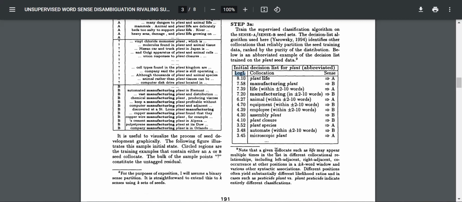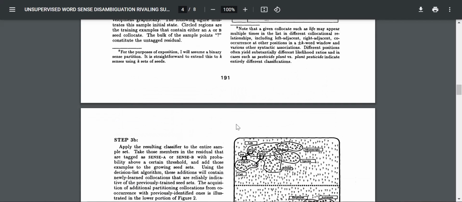Note that a given collocate such as life may appear multiple times in the list in different collocational relationships, including left adjacent, right adjacent, co-occurrence at other positions in a plus or minus k word window, and various other syntactic associations. Different positions often yield substantially different likelihood ratios, and in cases such as pesticide plant versus plant pesticide, indicate entirely different classifications. So I guess this also makes sense because the algorithm will look at all different configurations.